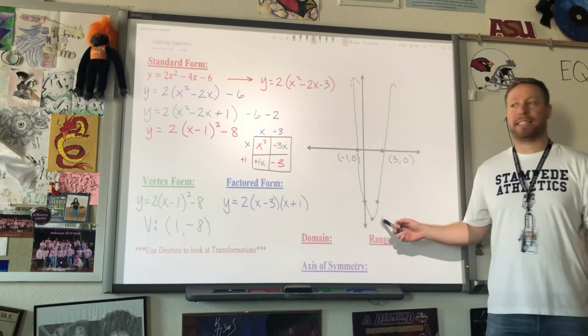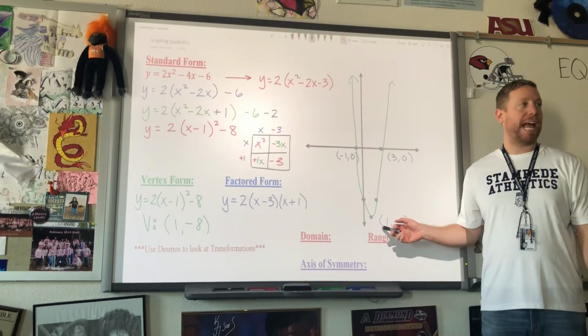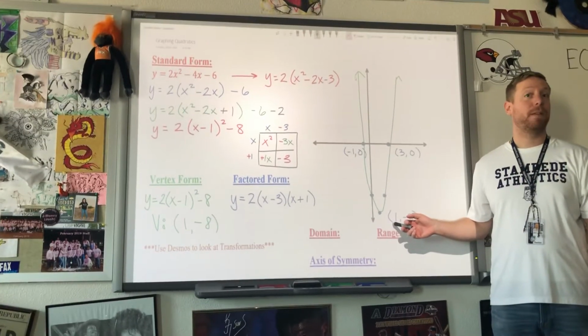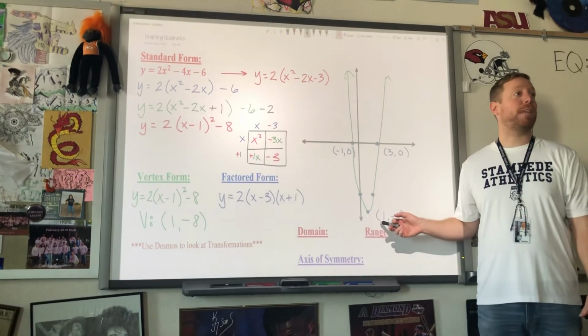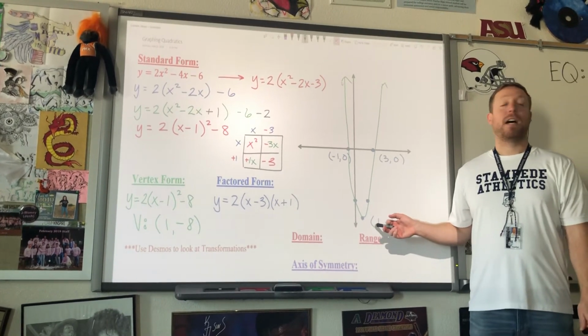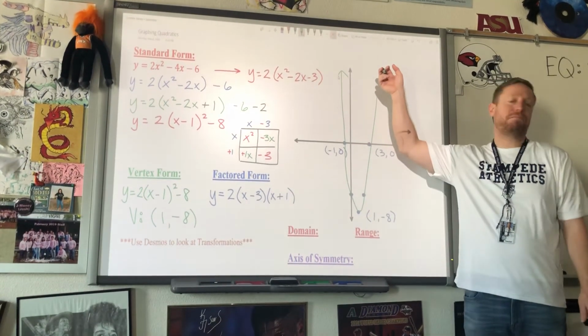If a vertex is at the bottom, it has another name. What is that name? Minimum. Thank you, whoever that was. Great job. If a vertex is at the top, maximum.